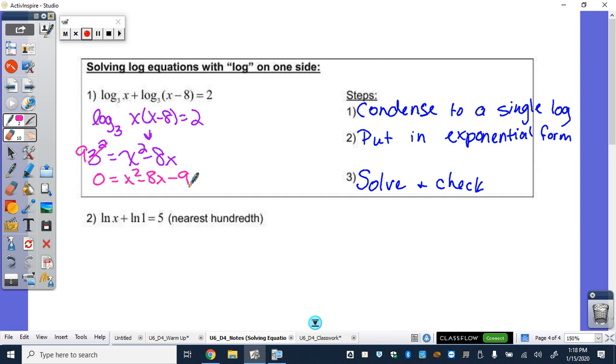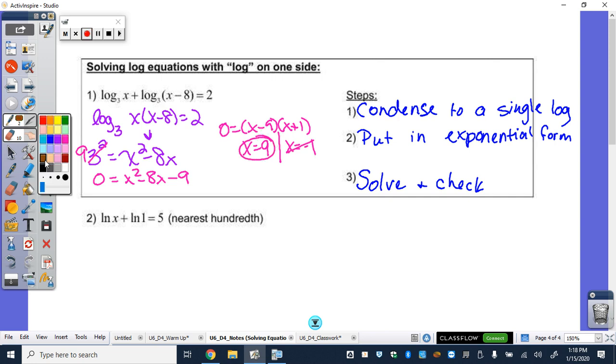What factors would we use here? X minus 9 and x plus 1. So we get 9 and a negative 1. Do we get to keep both of them? Do we reject one? What do we do? Reject the negative. Now be careful. You're not always going to reject the negative number. Sometimes it stays. If you plug it back into the original, if it makes a negative, it goes.